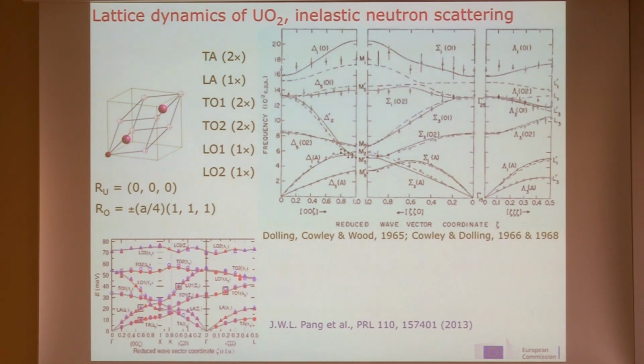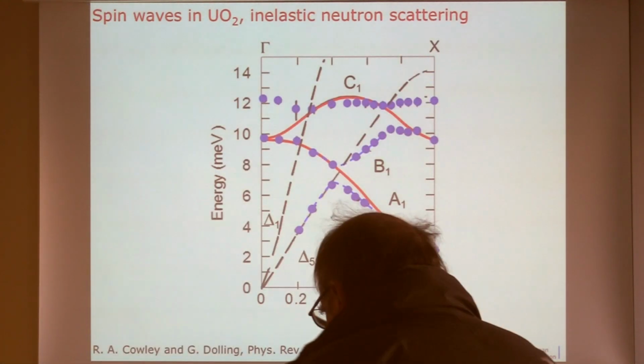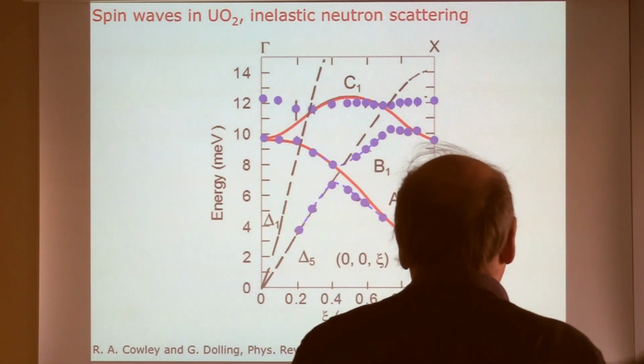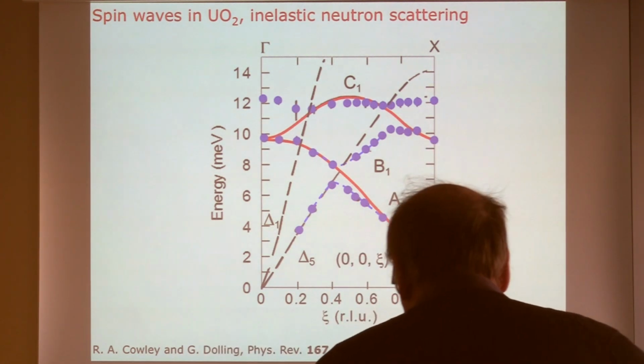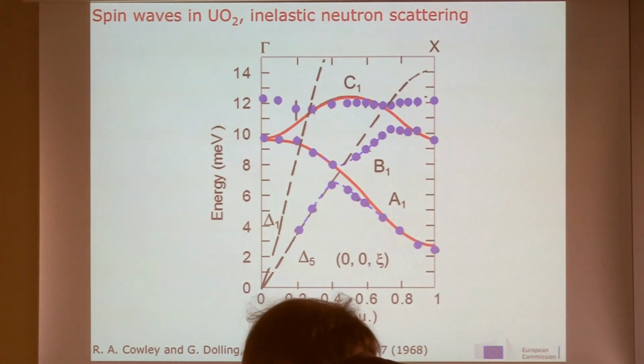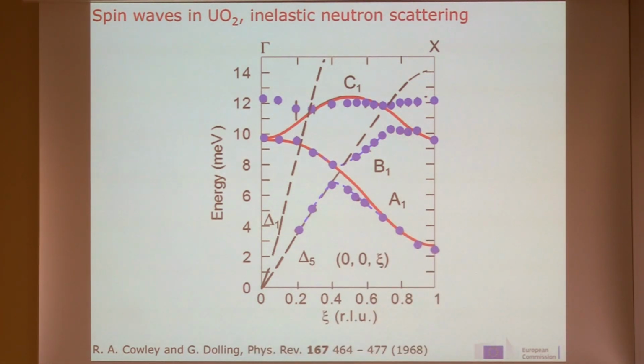This line is just a rigid ion model. More recently, measurements of the phonons were performed by Bill Buyers and collaborators in Oak Ridge, and extended to very high temperature with the aim of studying the phonon lifetime in connection with the thermal conductivity of this material. But back to 68, Cowley and Dolling also measured the excitations in the ordered state. They were interested in observing the spin wave dispersion in this system.